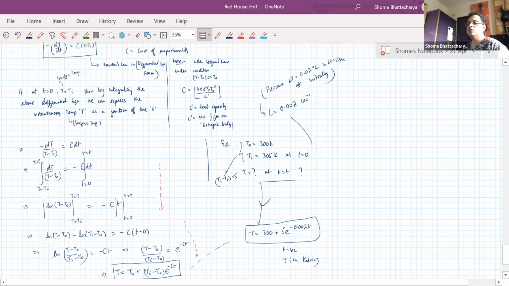In any case, this kind of integration is going to be very useful and important in physics in various chapters. When we get that logarithmic form, and by taking anti-log on both sides, we get something as an exponential function. So here we will see that when we plot the graph, the temperature of the surface is decaying exponentially from the initial value, let's say 305 Kelvin. It is going towards the surrounding temperature of 300 Kelvin as time progresses.